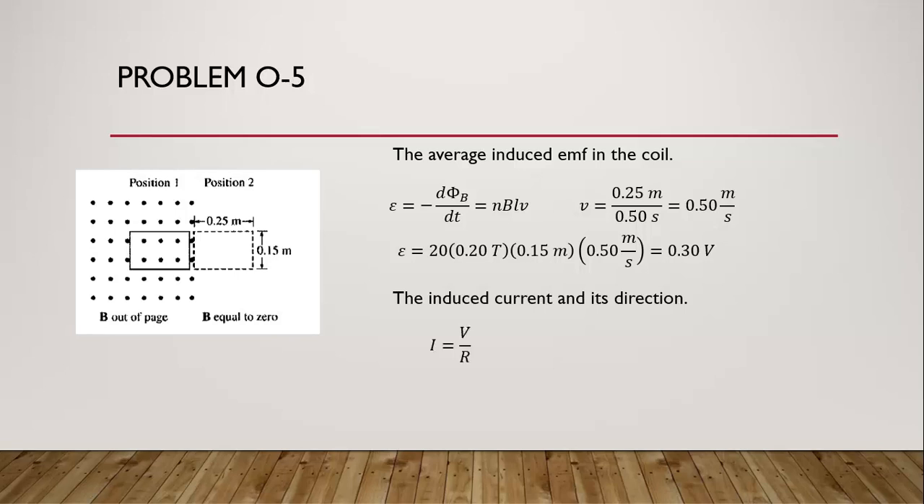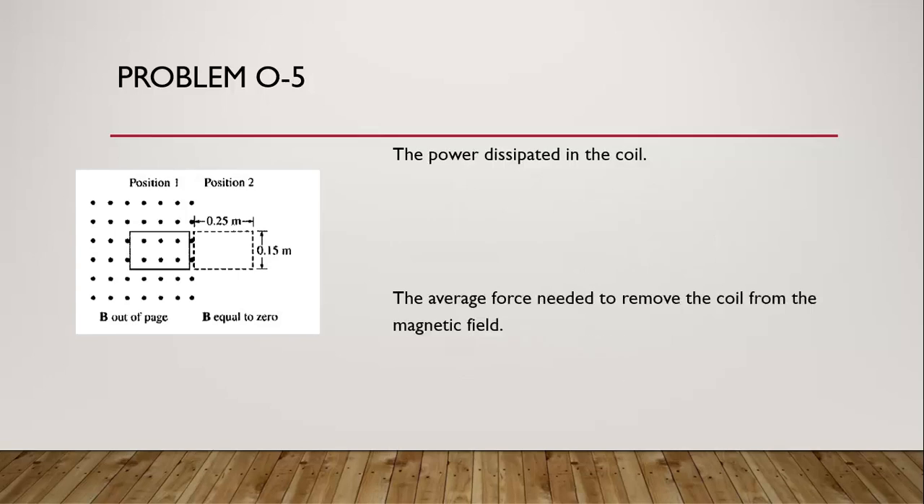Now, average induced current, I would do average induced EMF divided by resistance, and so I get 0.06 amps as the average induced current. Now, for its direction, we had a magnetic field that's out of the page, decreasing that flux. Its direction should be counterclockwise by the right-hand rule. Now, the average power dissipated in the coil, P equals I times V. Well, we know I and we know V, so you can actually just calculate it out. 0.06 times 0.3 gives you 0.018 watts.